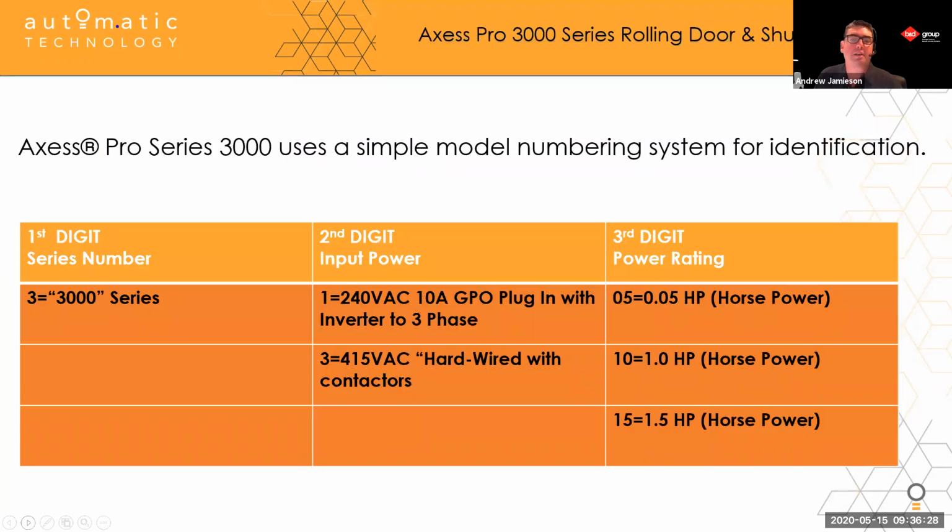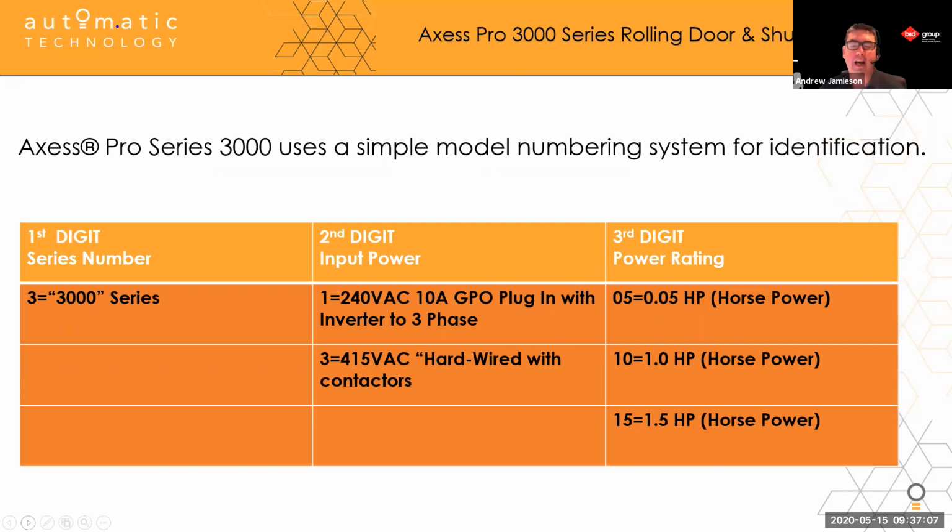So here on this side, we just start talking about the order code conventions to understand what we mean when we say a particular part number. So in series, we've got the series name. So that's the first point, the 3. The second digit becomes that supply, whether it's the 240 volt AC unit being talked about in the inverter model, or the 3-phase unit, the 415 hardwired with the contactors. So they're the second digit there. And then the last 2 digits are the power rating.